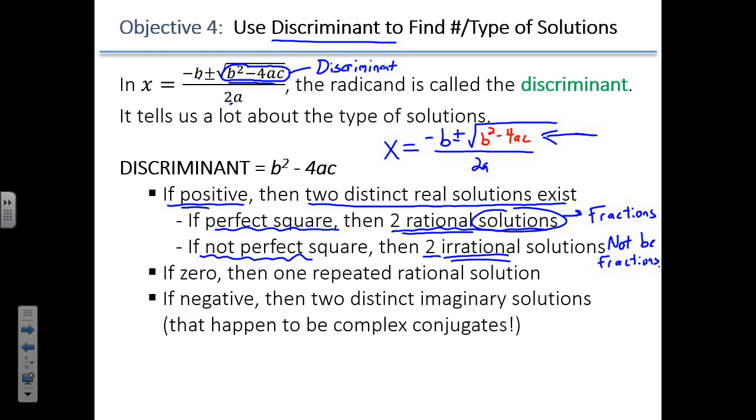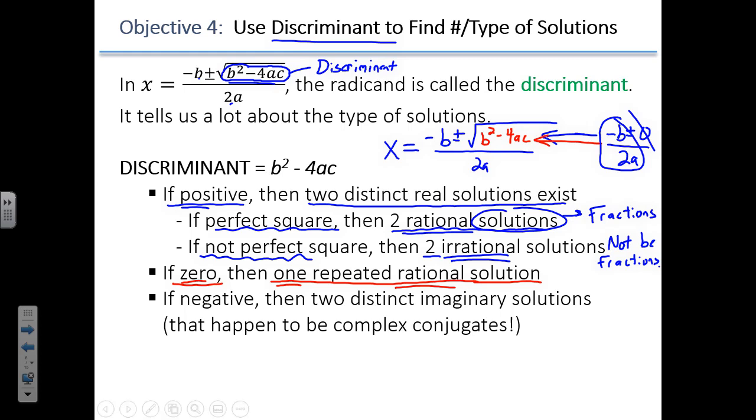It's also possible that when you calculate the discriminant, b squared minus 4ac, it could turn out to be 0. When the discriminant is 0, our value of x turns out to be negative b plus or minus 0 over 2a. And plus or minus 0 just disappears, so we would only get negative b over 2a. That would be our 1 solution. So when the discriminant is 0, we only get 1 repeated rational solution.